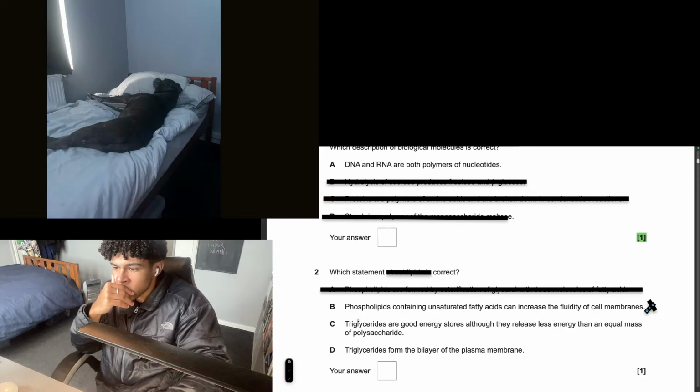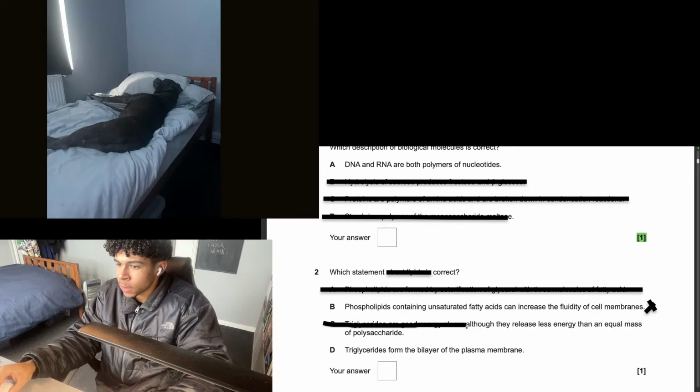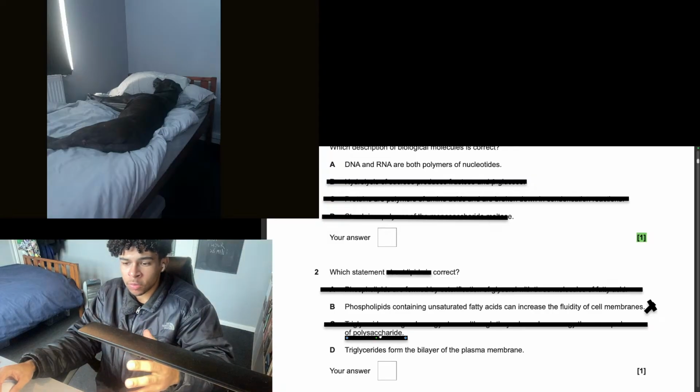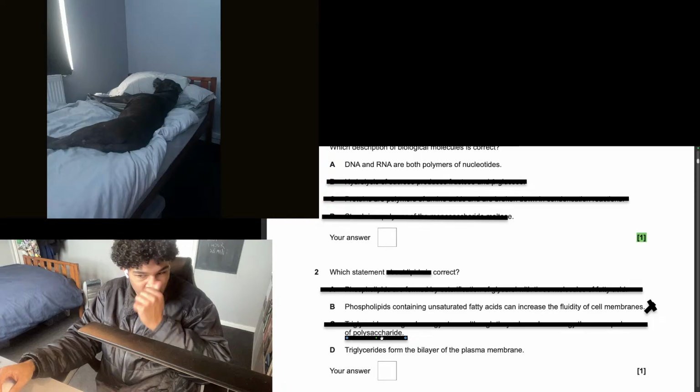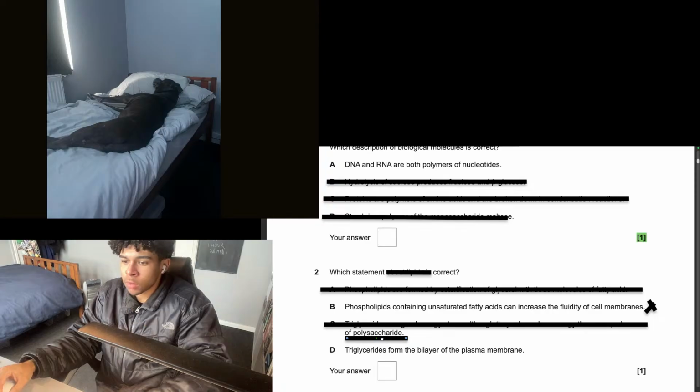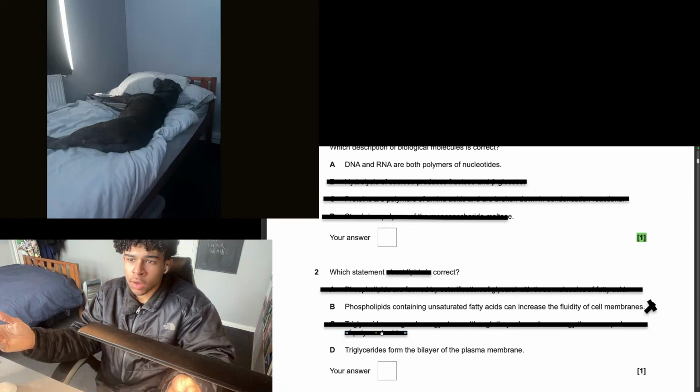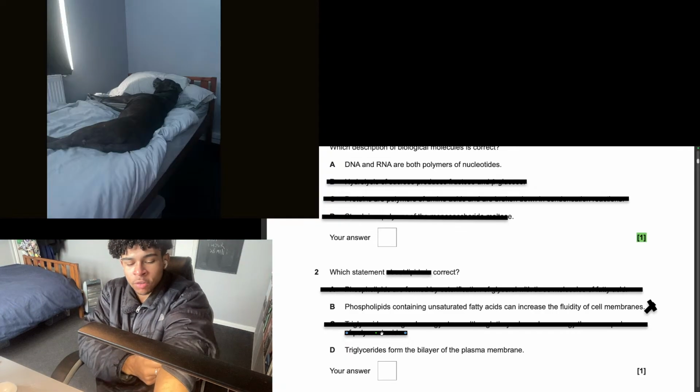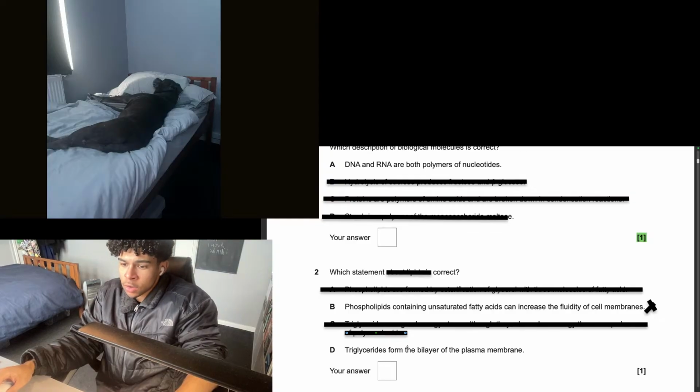Triglycerides are good energy stores. Polysaccharide, nope. This is on the spec, but this is what you know from GCSE. Fats produce per gram 9 kilocalories. I don't know this from GCSE, I know this from reading labels. Polysaccharide, monosaccharides, that's starch. Starch just has fewer calories per gram than fat, so that's wrong.